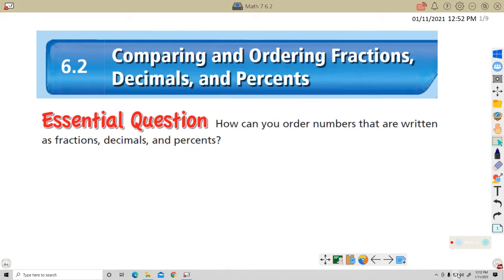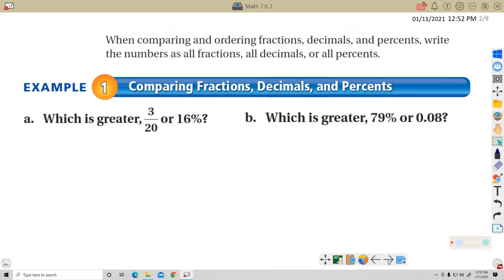This is on comparing and ordering fractions, decimals, and percents. Oh my! The essential question is, how can you order numbers that are written as fractions, decimals, and percents? The answer is really easy, actually, if you think about it. How would you do that? Hopefully you said, when comparing and ordering fractions, decimals, and percents, write all the numbers as all fractions, all decimals, or all percents. In other words, you want to put them all into a common format.